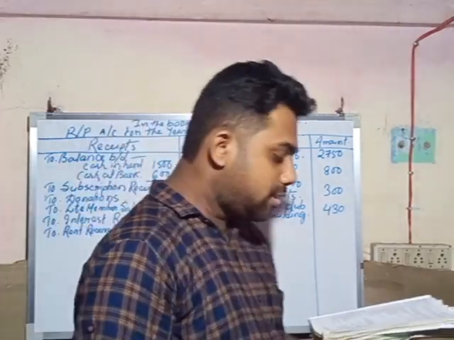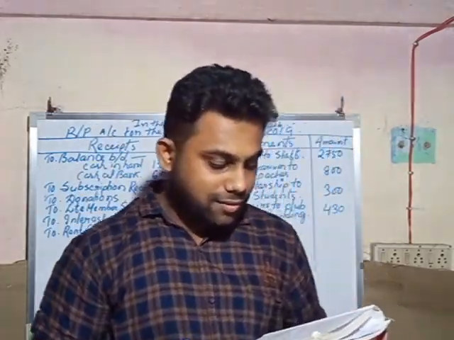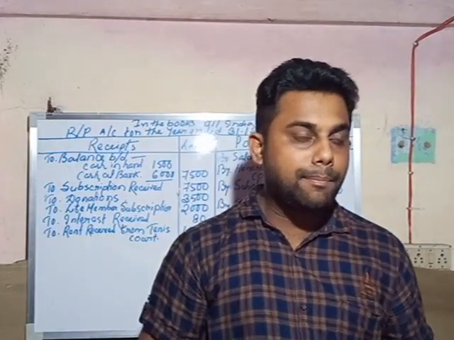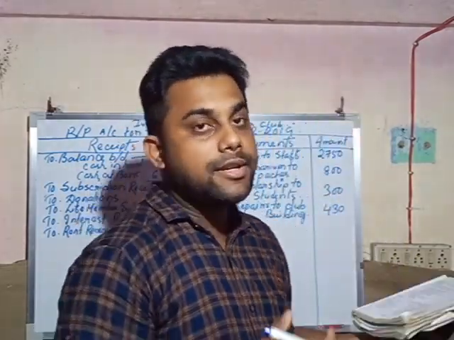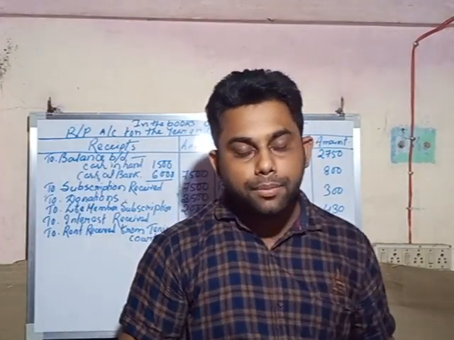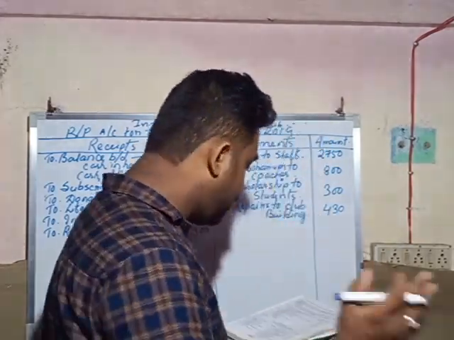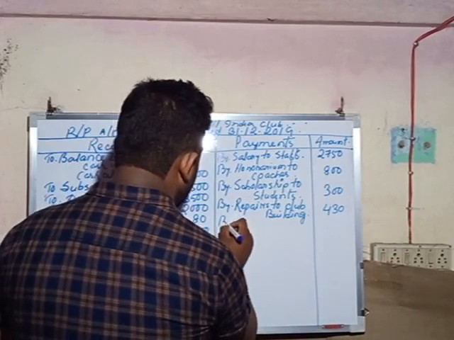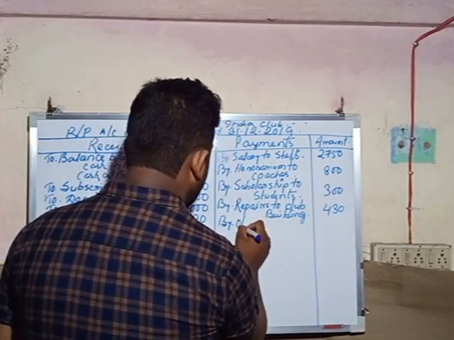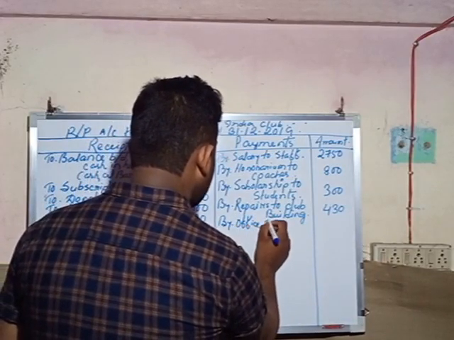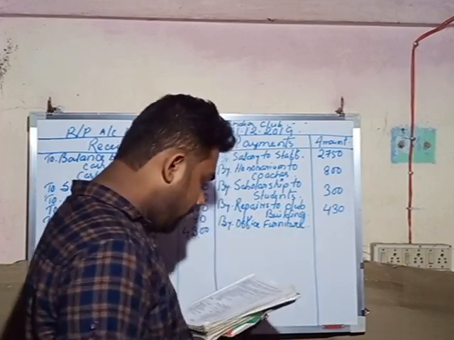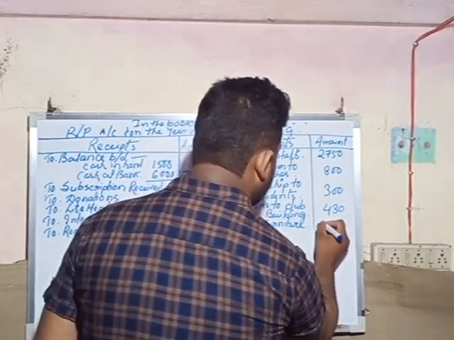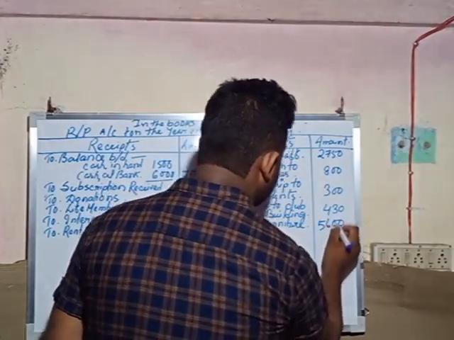Next one is the office furniture, rupees 5,600. Office furniture 5,600 means they have purchased office furniture worth rupees 5,600. So it is a capital payment, but the receipt and payment account includes both revenue payments and capital payments. So it comes on the payment side, by office furniture, and the amount is 5,600.